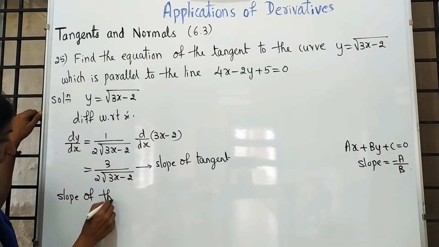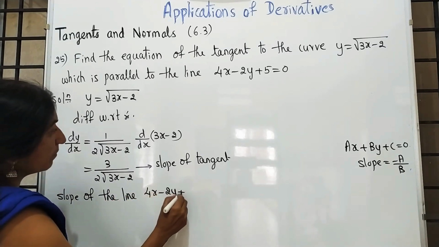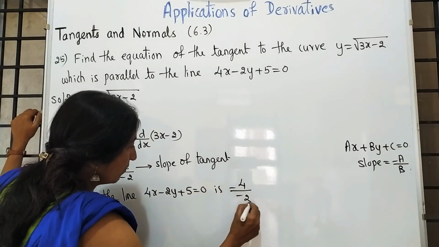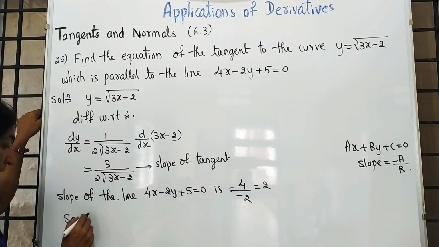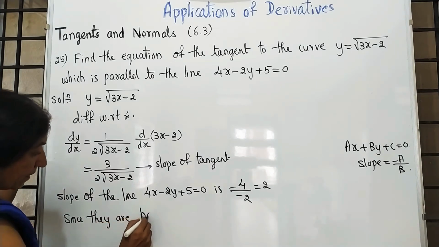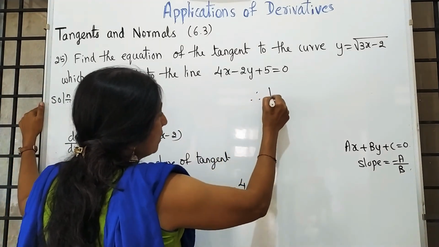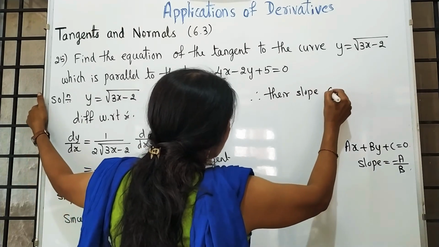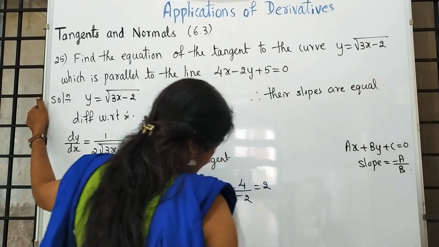Slope of the line 4x minus 2y plus 5 is equal to 0 is minus 4 upon minus 2, that is 2. Since they are parallel, therefore their slopes are equal. That means the tangent and the line. What is the slope of the tangent?